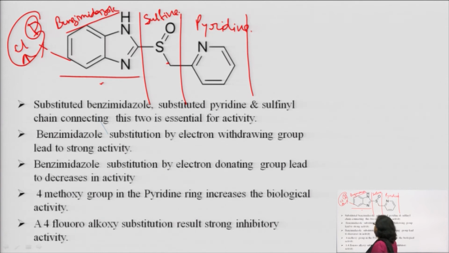Now, a 4-methoxy group in the pyridine ring increases the biological activity. You have seen the substitution R2. If here you put a methoxy group, OCH3 group, in the pyridine ring, then activity will be increased. Substitution of a 4-methoxy group on the pyridine ring will increase the activity.